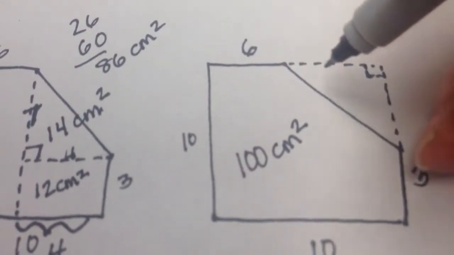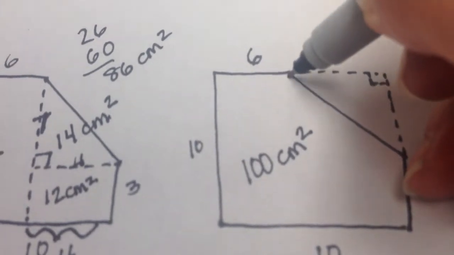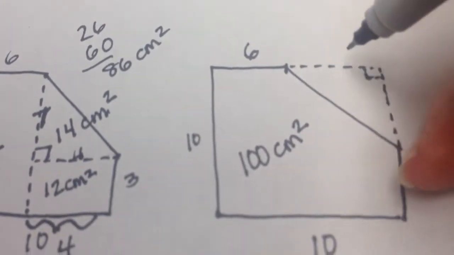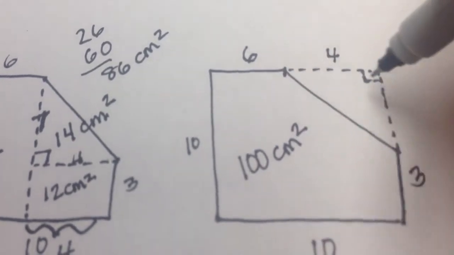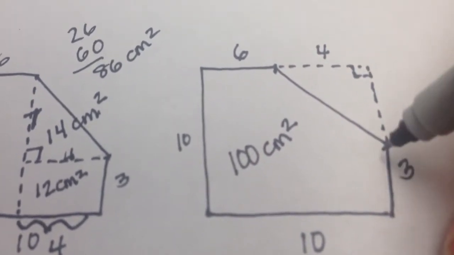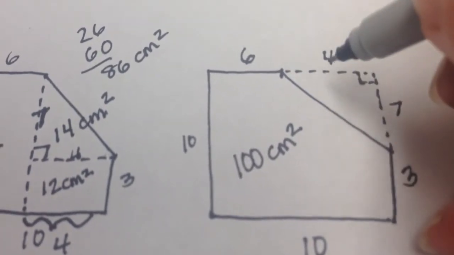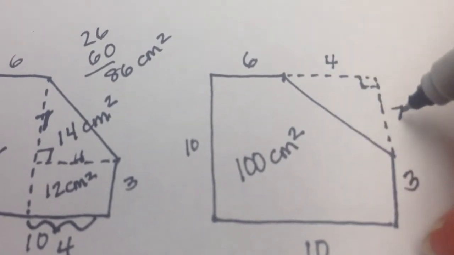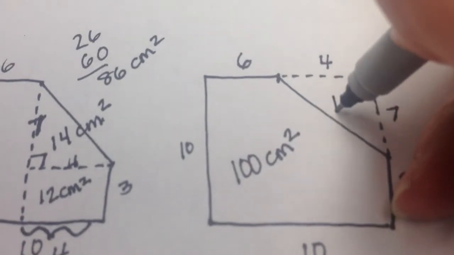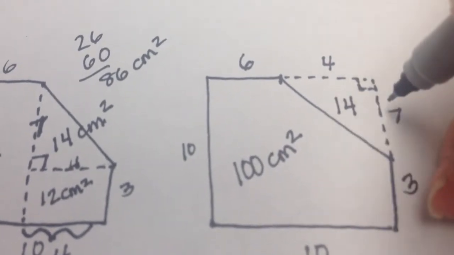Now, what's this little section right here? Well, this was up to 6, so this part's going to be 4, right? Because it has to equal 10. And this is 3, so this part has to be 7, because it has to equal 10. So again, I can take half base times height. It's going to be 14 centimeters squared.